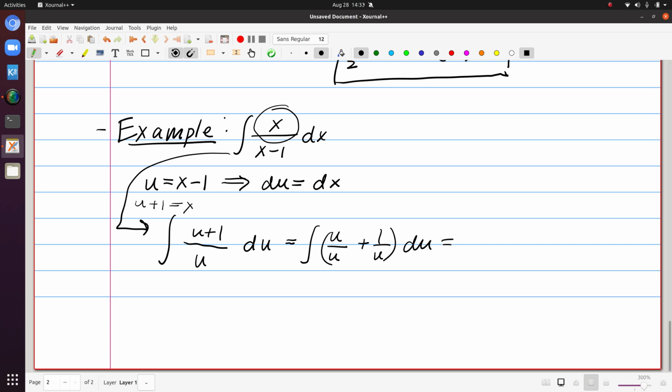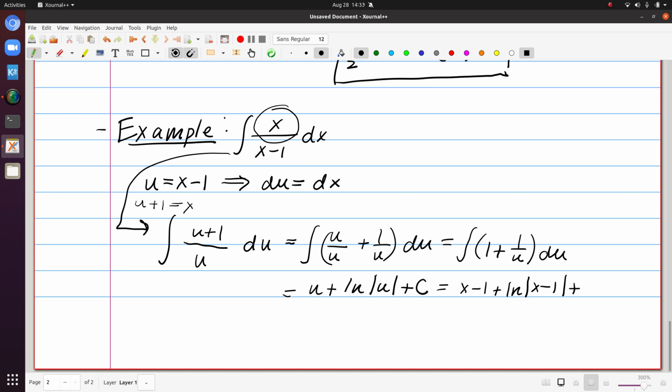So I have the integral of (u+1) over u. It's just the integral of 1 plus that of 1 over u. And so now I can write this as the antiderivative of 1, which is going to be u. And then I add to that the natural log of the absolute value of u. And then finally replace everything with x minus 1. So we end up with x minus 1 plus natural log of the absolute value of x minus 1 plus c.